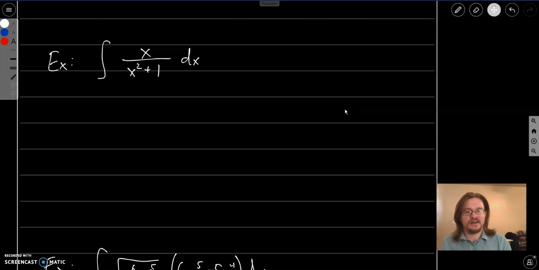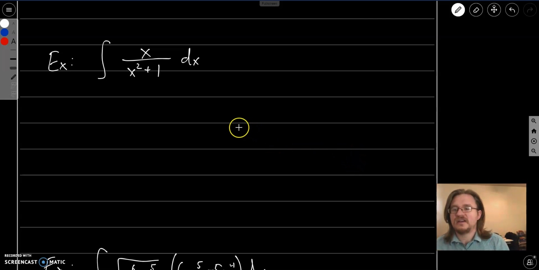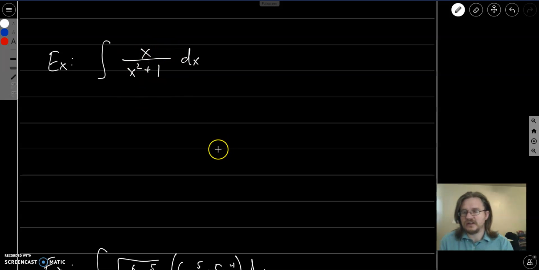Hello and welcome back. Let's take a look at some more examples with u-substitution. So again, what we have here is something that is a little bit hard to take an antiderivative of. We've got an x divided by x squared plus 1, so it's a little bit of a complicated fraction here. But what I'll point out is that if we start replacing some things with u's and make the correct substitution, this will actually be a fairly straightforward antiderivative to take.